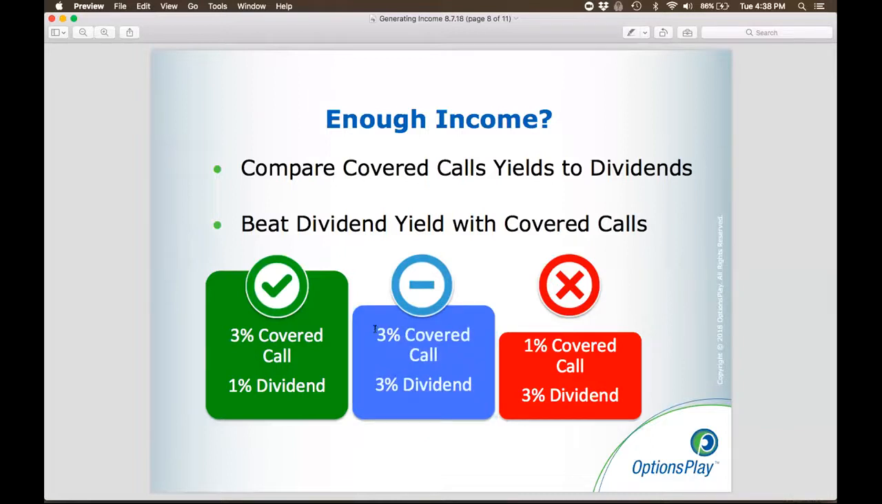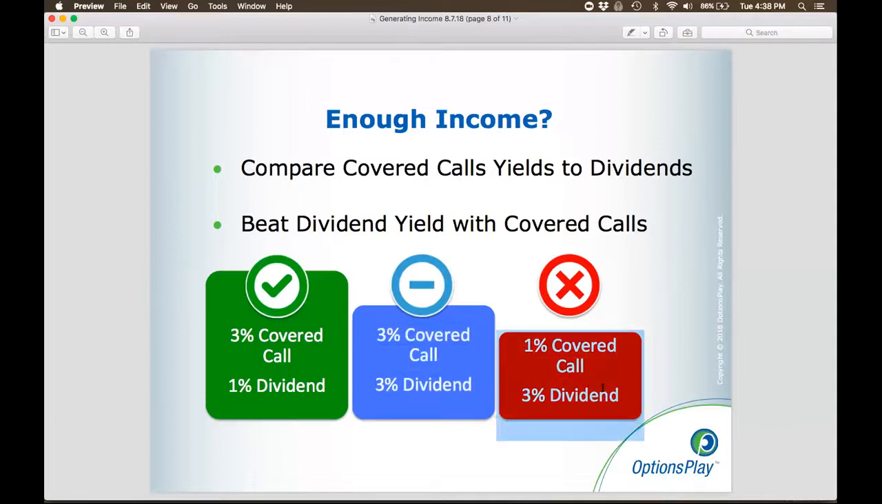So you have a stock that pays a 3% dividend, and you're looking at a covered call that also pays a 3% dividend. This is kind of your bare minimum. This is what you need to get in order for it to be worth your while, because you have the risk of potentially selling your stock. You need to be compensated for that risk. And the dividend yield tells you whether or not that risk is worth it.